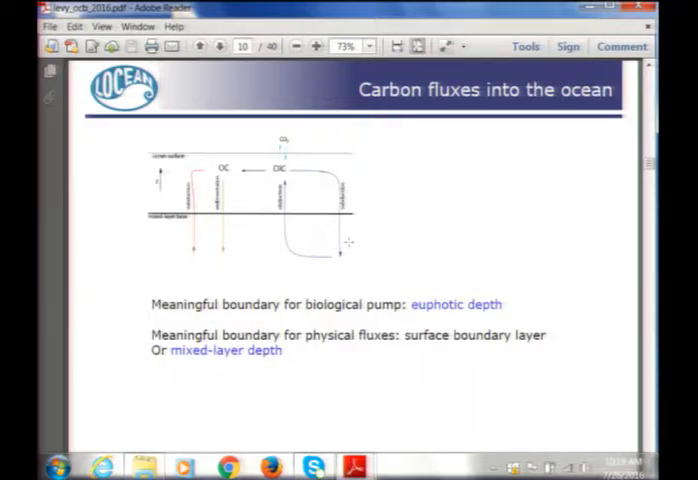So all the diagnostics I'm going to show you are across the mixed layer depth, the surface boundary layer. As you know, the surface boundary layer is very variable in the ocean, from one day to the next, and from one region to the other. So I'm going to show you fluxes across a boundary which is very, very variable in space and time.